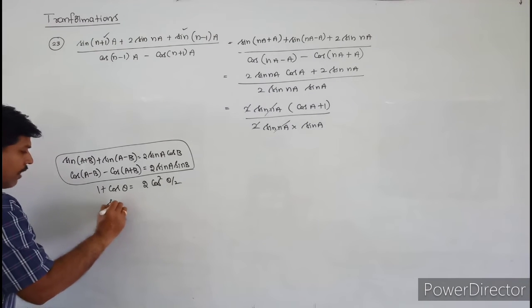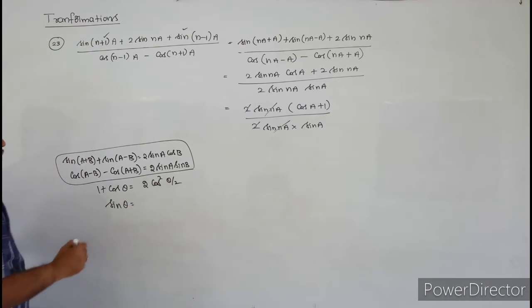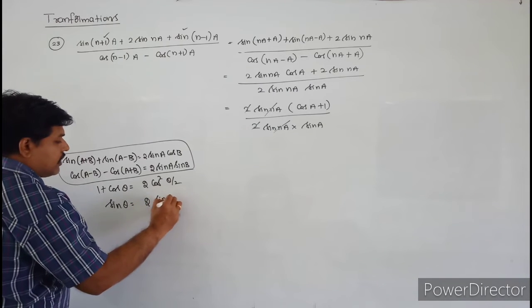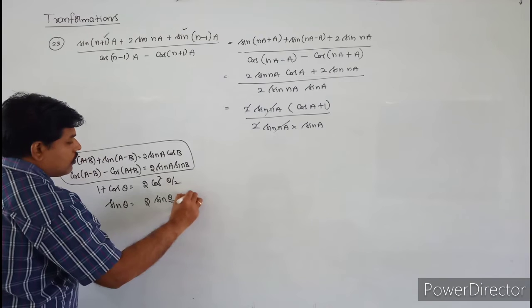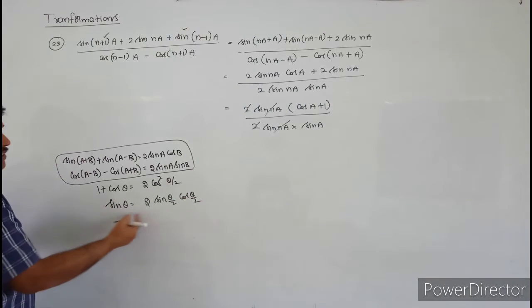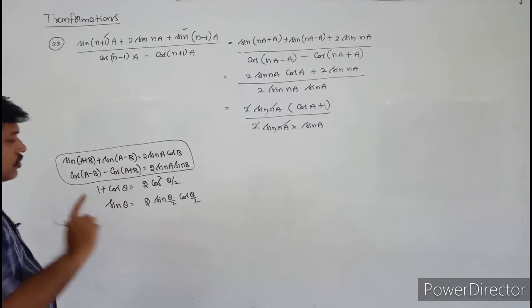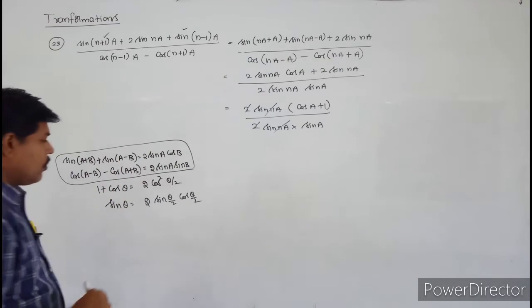And also you have sin theta. What is the sin theta half angle formula, students? 2 into sin theta by 2 into cos theta by 2. Sin theta value is nothing but 2 sin theta by 2 cos theta by 2. So use this formula here. So I will apply that.